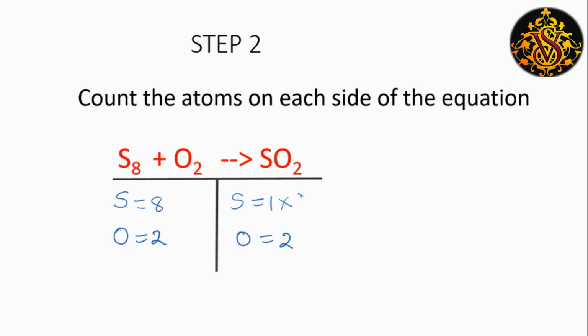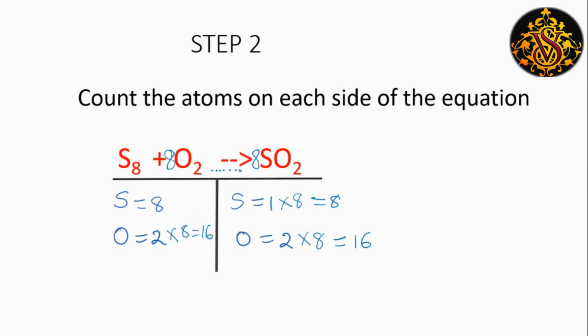If we write 8 here, sulfur is balanced, right? We have 8 sulfur on the left side and 8 sulfur on the right side. But here 8 into 2, 16, we have 16 oxygen. And we have 2 oxygens on the left side. So, we can add 8 on the coefficient, right? So, 8 into 2, we have 16.